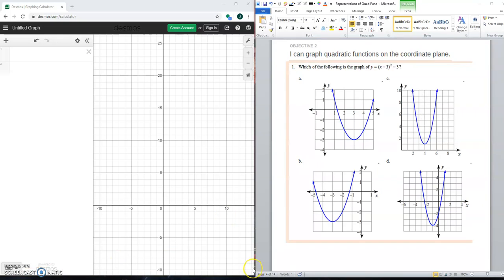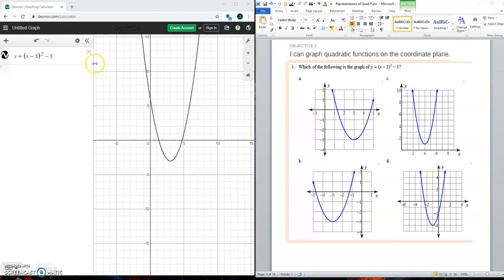Let us now move on to objective number 2. I can graph quadratic functions on the coordinate plane. So this is very simple. I only have 2 examples on this one. This is just plug and match. Alright, so I use Desmos. I plug in all these, I plugged in the equation, and it seems to me like if I'm going to match this, that the answer is letter A.